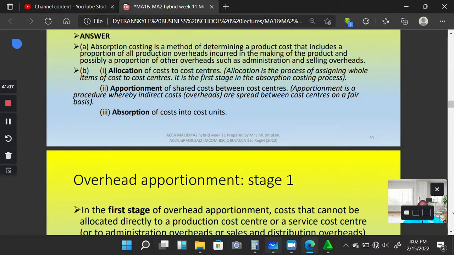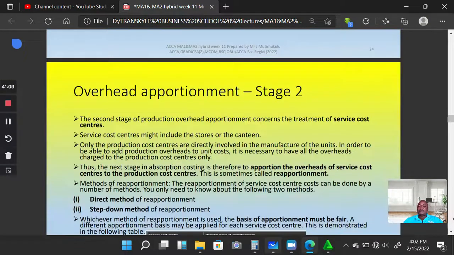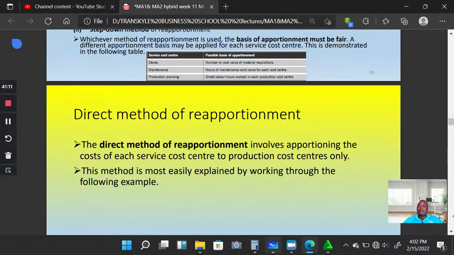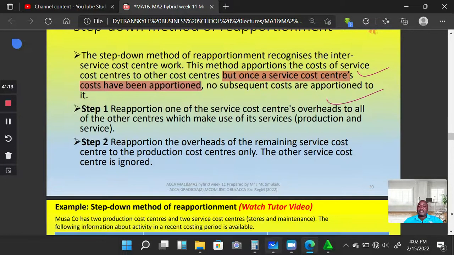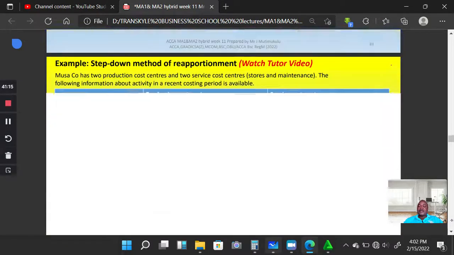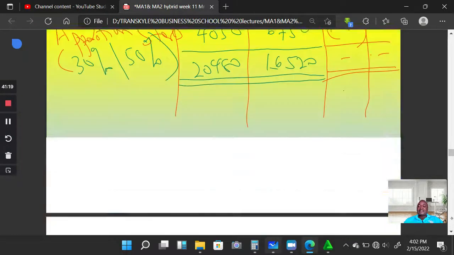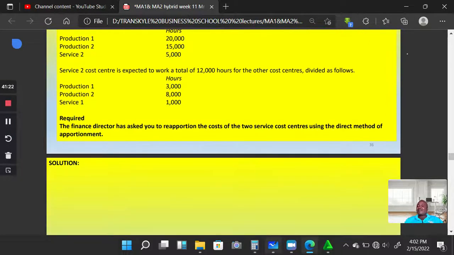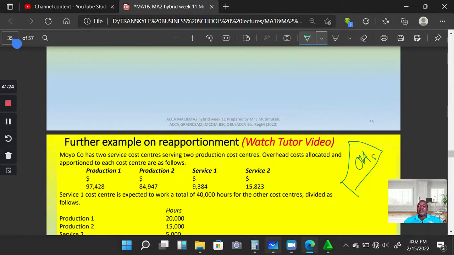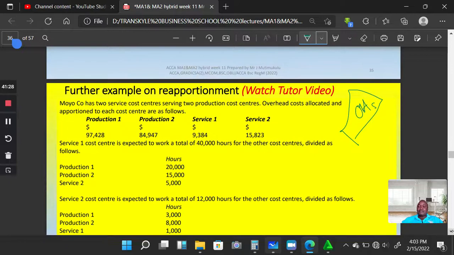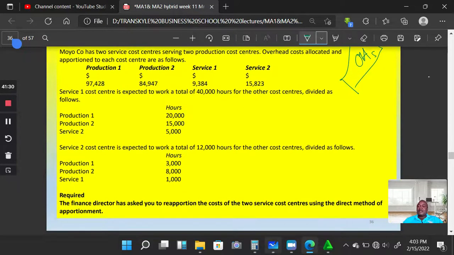So let us go back to our matter of the day. I'm sure you are enjoying these slides. Just make use of them, make sense out of them.